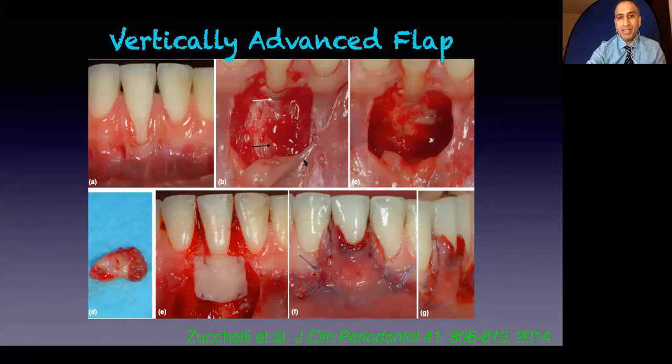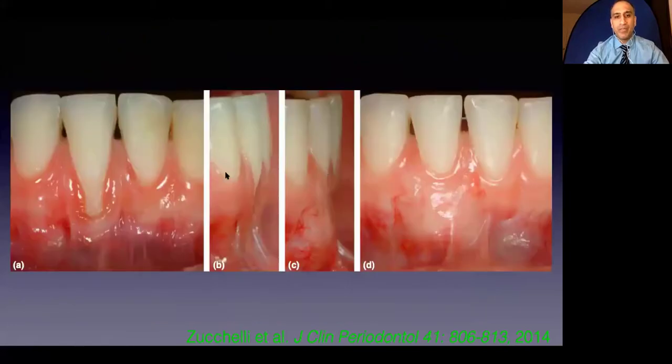Zucchelli's paper looked at reestablishing a greater depth for the vestibule. And in their studies, they've shown successful results with this technique, both in terms of mean defect coverage and predictability in terms of complete root coverage. This is one of the cases I took from their paper, where you've got an isolated recession defect like this, and we're able to change the phenotype and get complete root coverage by respecting the fact that you can't just coronally advance the tissue.